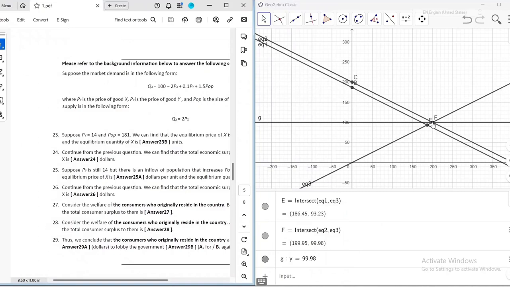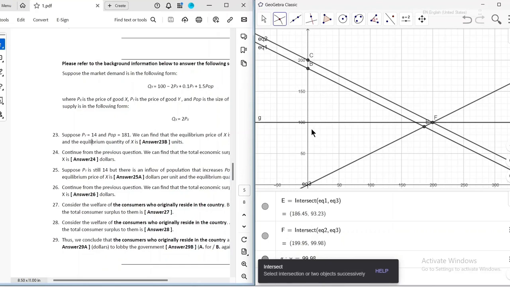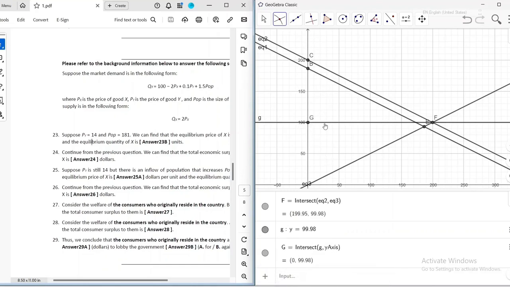So this is the new equilibrium, right? This F point is the new equilibrium due to the increase in population, but we need to find out the consumer surplus starting from this curve to the original demand curve. Okay, because this represents the population who originally reside in the country, right? Okay, so let's find out the area of this region. The region B, G, and this point as well, B, G, and H. All right.